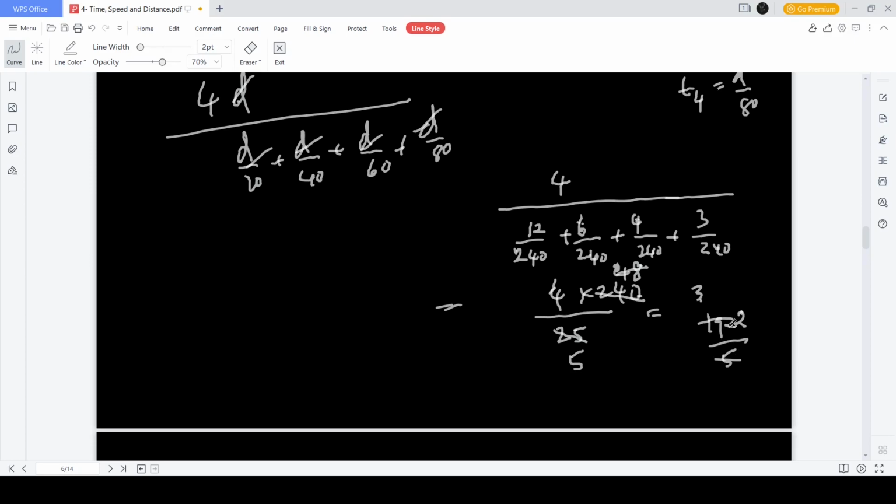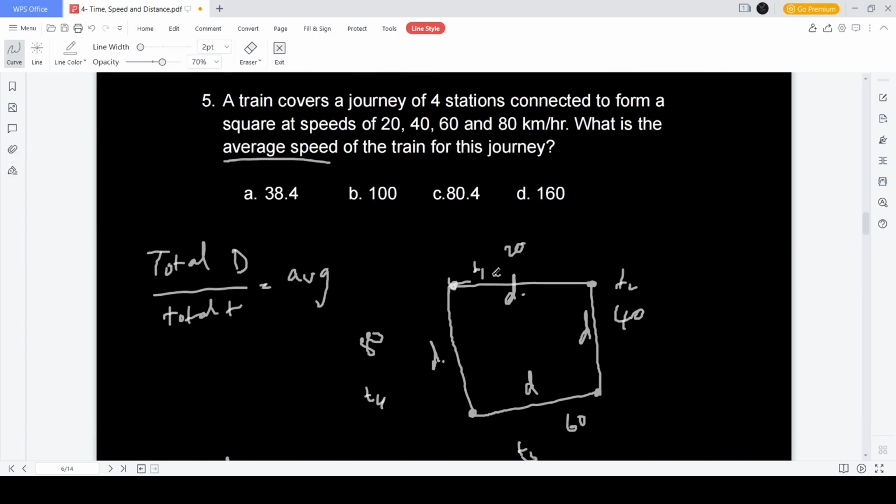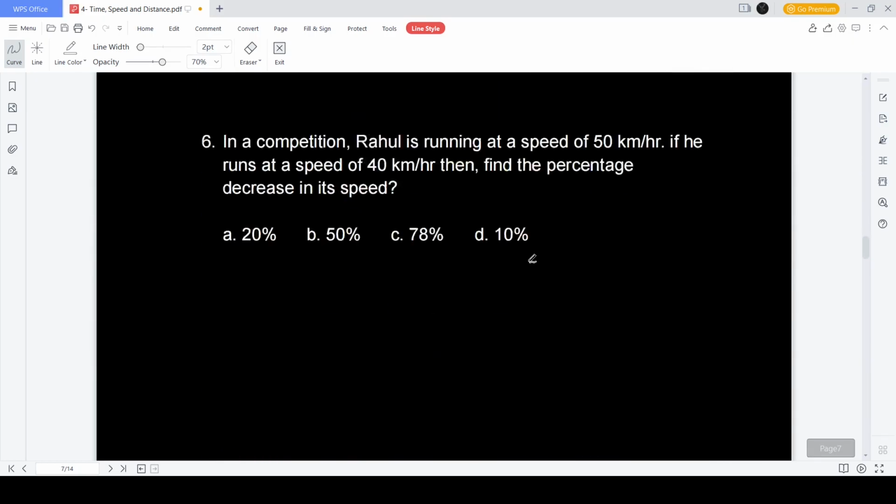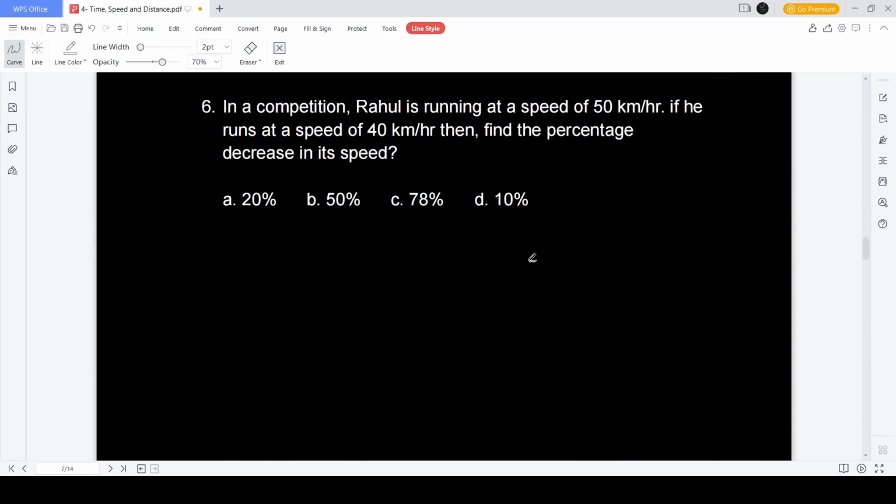3 is a 15 and 38.4 is the answer. Okay, so his average speed was 38.4 kilometers per hour. That's the answer. Simple.